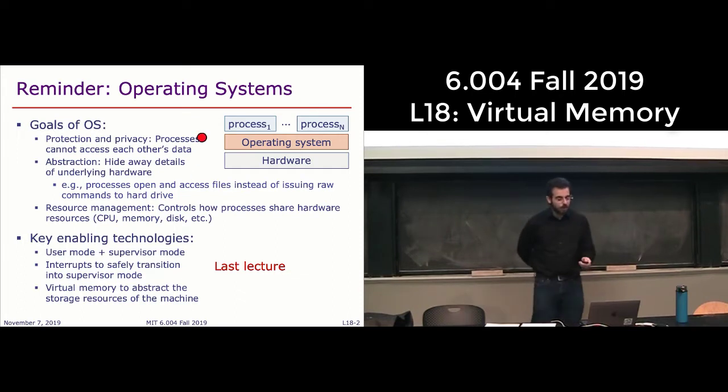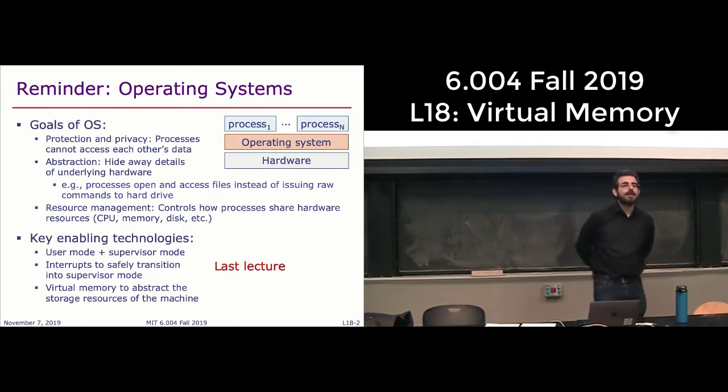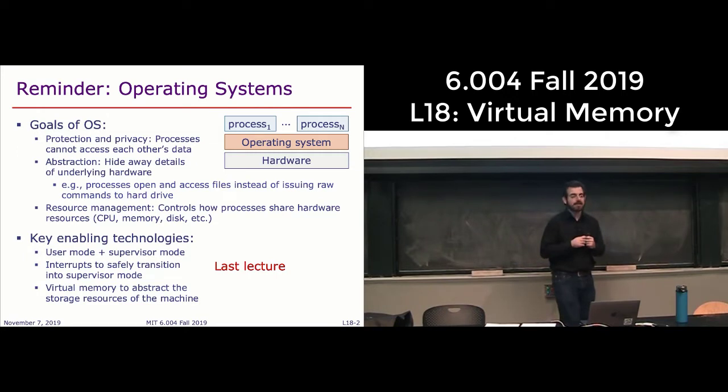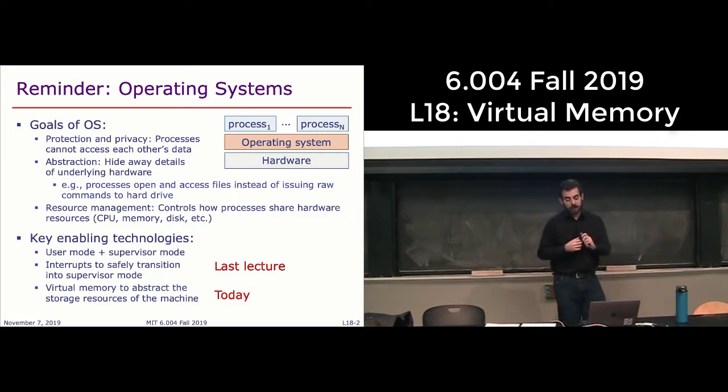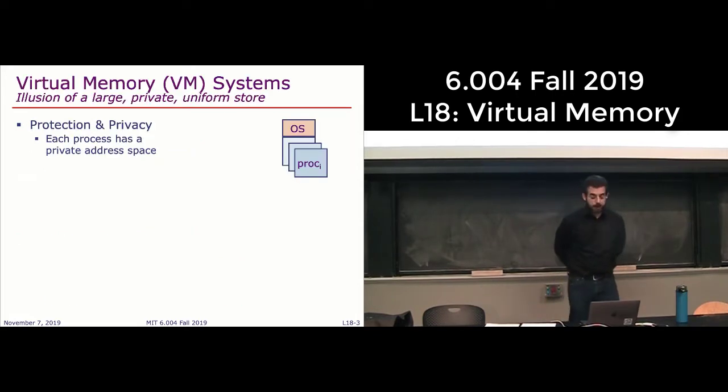It's essentially the technology that we use to implement this protection mechanism, right? The fact that processes cannot access each other's memory. Instead, each of them has a private address space. And we also use this to abstract the storage resources of the machine. And this is what we'll focus on today.